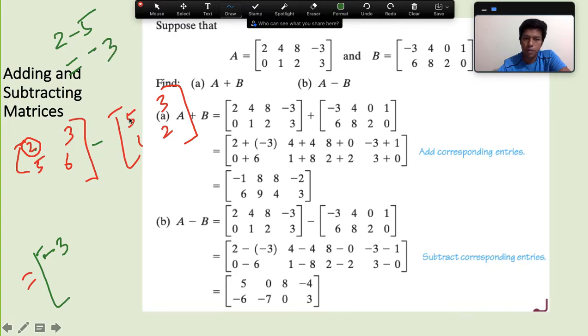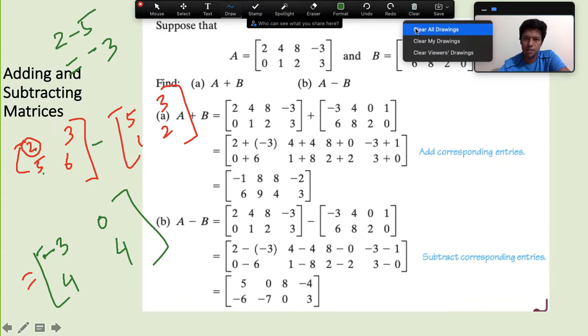Then 3 minus 3 equal to 0. Do you understand? Then 5 minus 1 equal to 4. 6 minus 2 equal to 4. This is the answer, subtraction. Okay, this is the subtraction. We just subtract their respective term from one another. That's it.